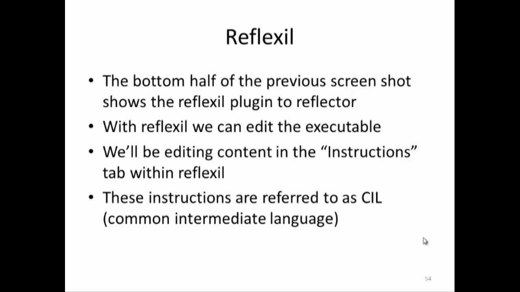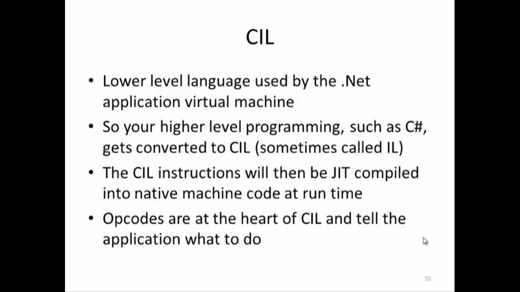We can take instructions within the executable and change those to whatever we like. These instructions are referred to as CIL, or the Common Intermediate Language. CIL is the lower level language used by the .NET application virtual machine. We talked about how you have C++, which has machine language. This is similar in the .NET environment. You need some type of lower level language, and that's what the .NET framework or the VM expects for a .NET application.